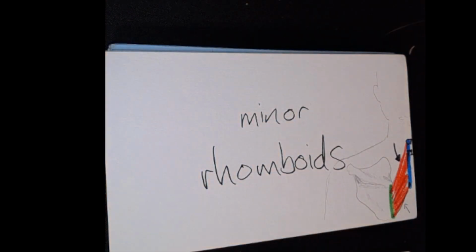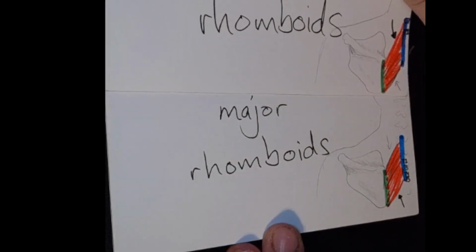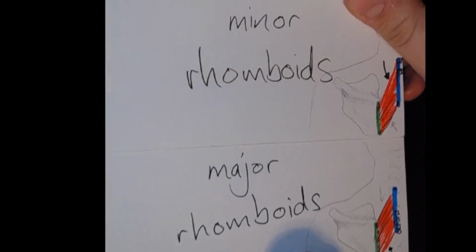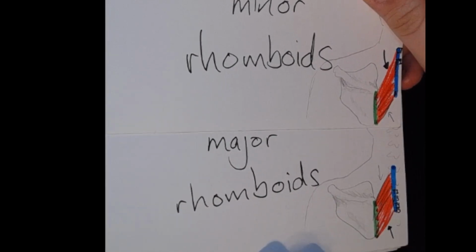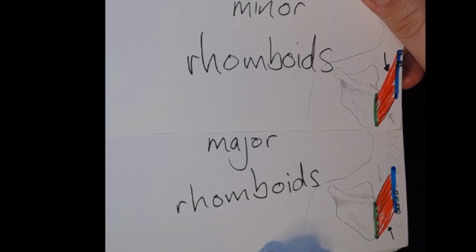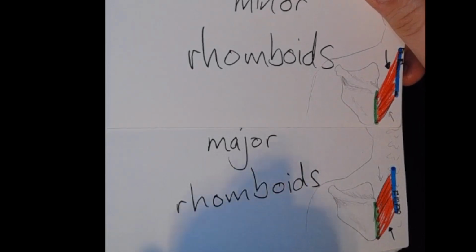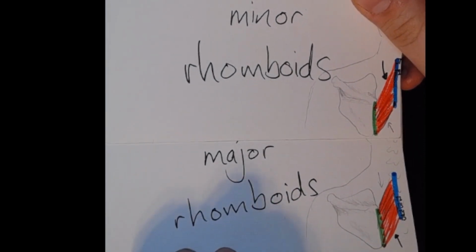Rhomboids. Origin: spinous processes of C7 to T5. Insertion: vertebral border of the scapula between the spine and the inferior angle. Action: scapular retraction, elevation, and downward rotation. Innervation: dorsal scapular nerve.